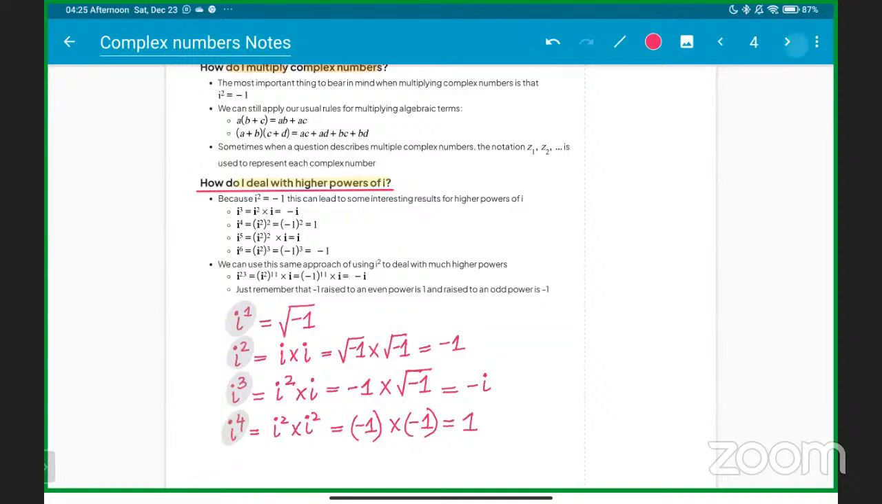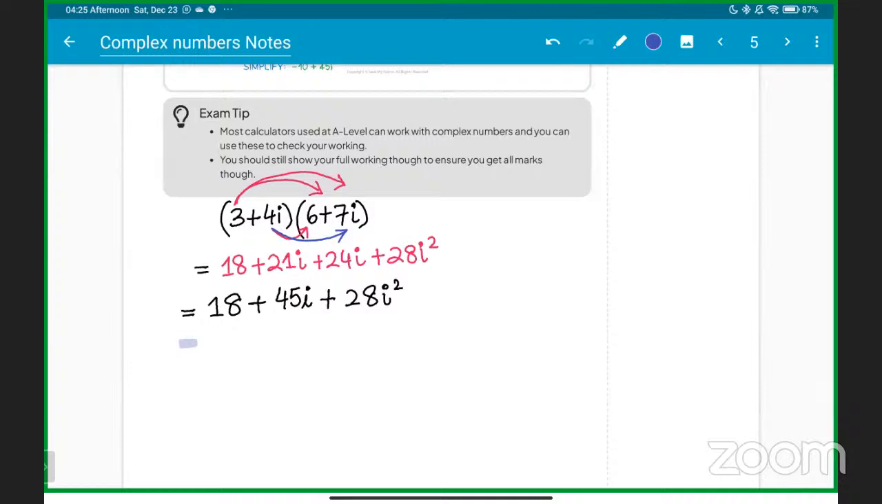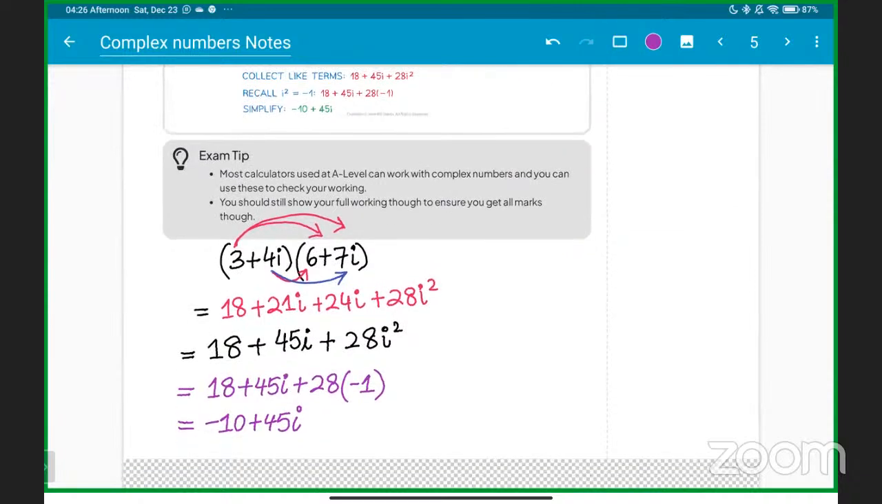The next thing is coming back to the question to complete this. So we have 18 plus 45i, and I square will be what? Anyone? I square will be -1. So here we go: 18 minus 28 is -10, plus 45i. -10 plus 45i is the answer. Because 28 times -1 is -28, and 18 minus 28 is -10. -10 plus 45i is the answer, which is matching as well.